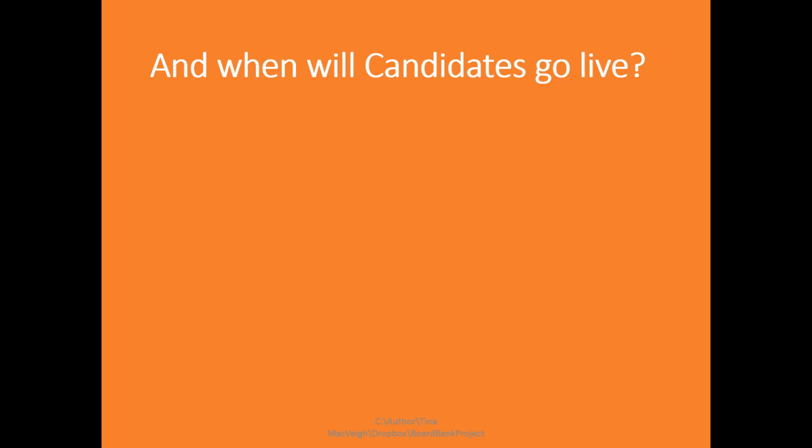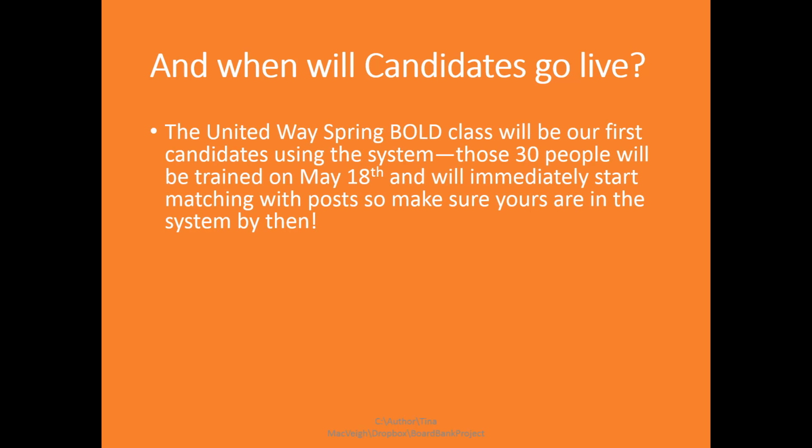And when will the candidates come in? So the United Way Spring BOLD class, which is a leadership and board training program, they'll be our first candidates in the system. There are about 30 people, and they're going to be trained on May 18th, and they'll immediately start matching with posts. So please make sure your posts are in the system by then, and you'll have an opportunity to connect with those first 30 candidates in the system.